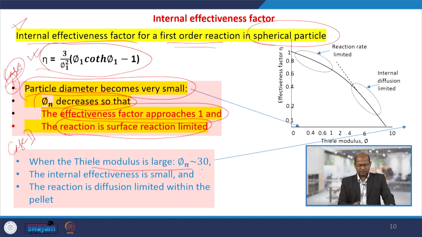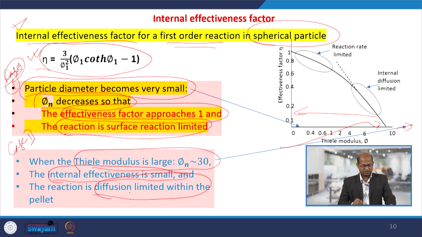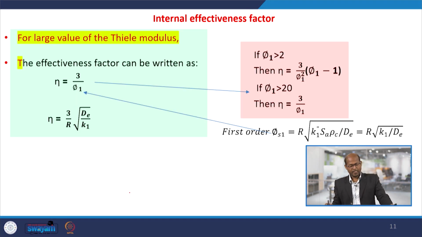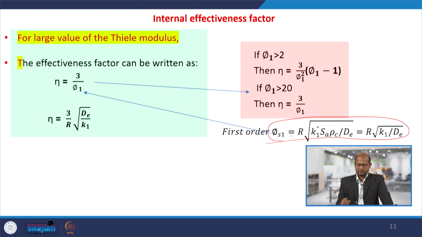So, when the Thiele modulus is a very large value, here a large value like 10, 30, whatever, the effectiveness factor is very small. That we have already discussed, and the reaction is diffusion limited. Okay. So, when the Thiele modulus is very large, these equations we have discussed, we can approximate them, and when the Thiele modulus is small it is like this.